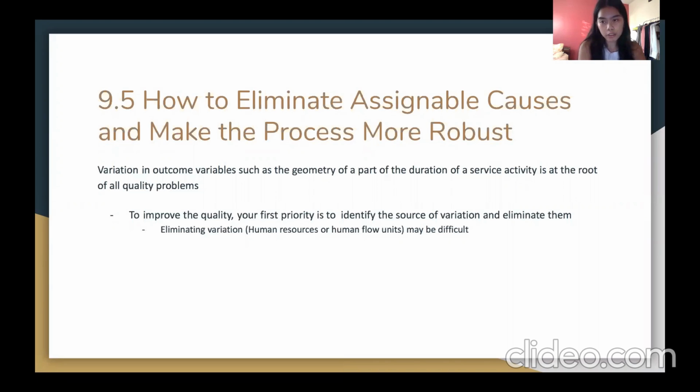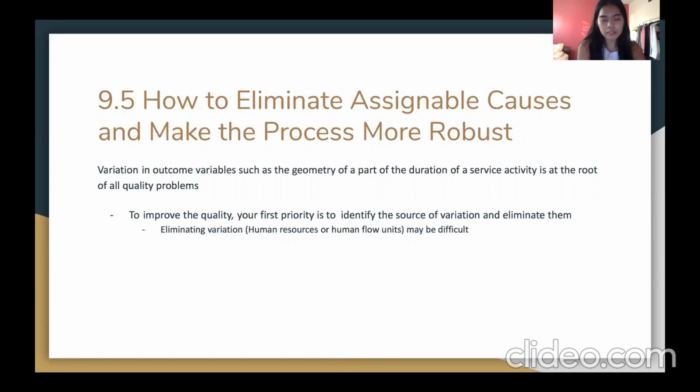As talked about earlier in this chapter, variation in outcome variables such as geometry of a part or duration of a service activity is at the root of all quality problems. So to improve the quality, your first priority has to be to identify the source of variation and eliminate them.